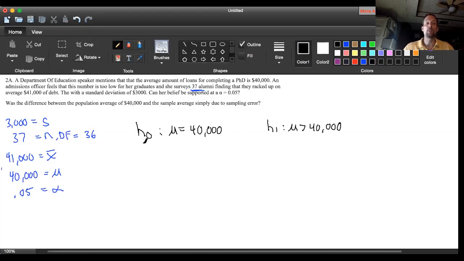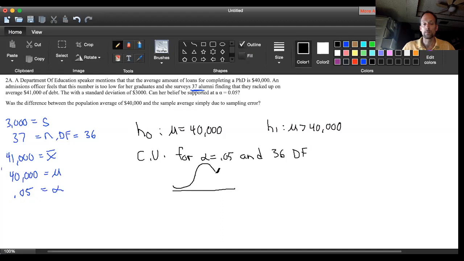And now it's time to get our critical values. And remember, we're on the t-test this time, not on the z-test. So for the t-test, we're going to need a couple of things. So I'm going to write critical values for alpha equals 0.05 and 36 degrees of freedom. And I'm going to do a curve sketch. And my critical region is going to go on my right side of the curve because I'm using a right tail test.